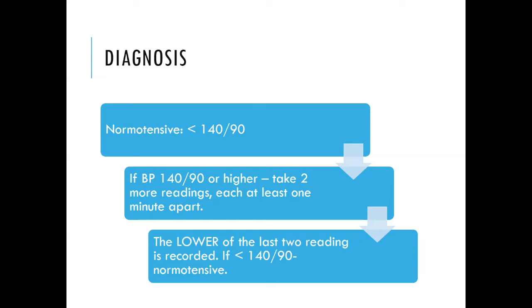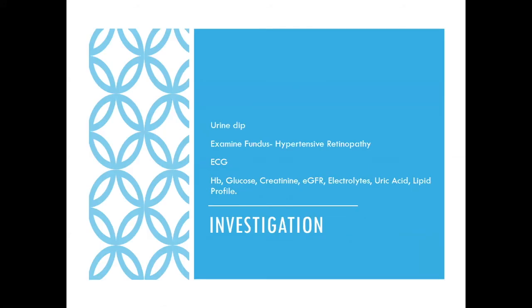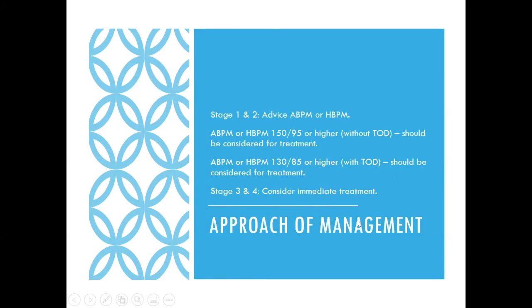And then you discard the first reading and take the lower of the last two readings as their blood pressure. If the lower of the last two readings is less than 140/90, you say they are normotensive. Other way around, you call them hypertensive. What sort of investigations should you do? You should do a quick urine dip as point of care testing. If you're able to, you should look at their fundus to find features of hypertensive retinopathy. You could do a baseline ECG. As Jahangir sir has said, it will seldom give you any valuable information, yet you need to do that. And some lab investigations would include hemoglobin, glucose, creatinine, eGFR, electrolytes, lipid profile, those kinds of things.